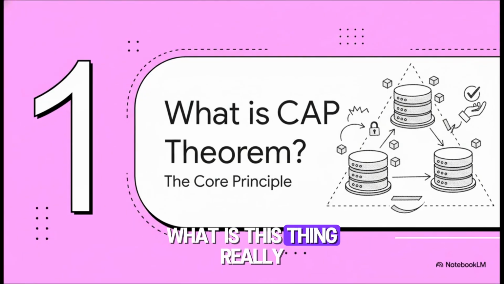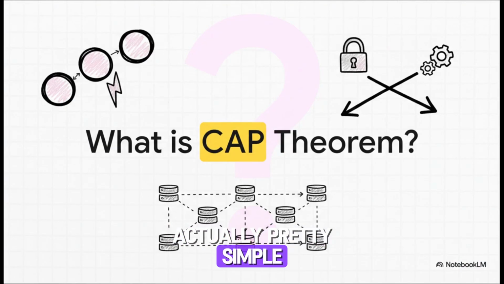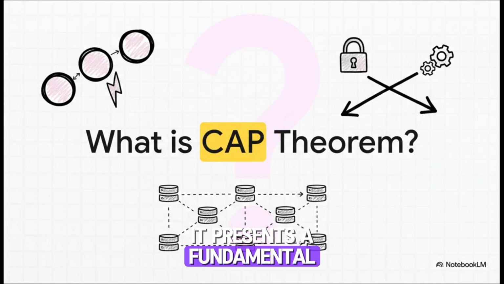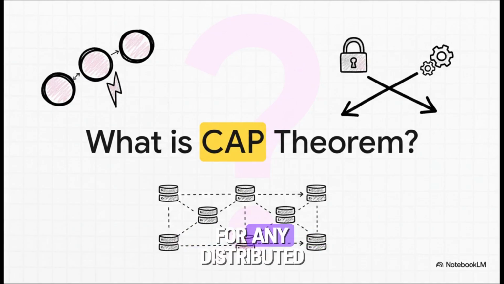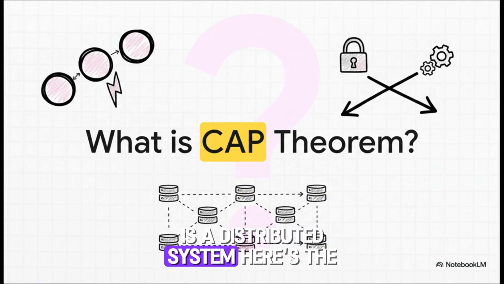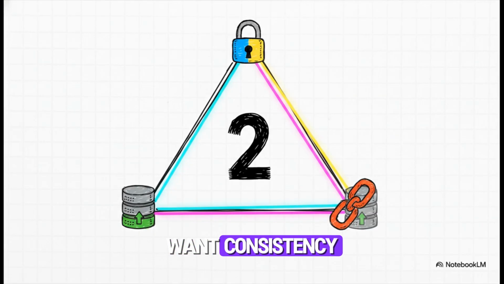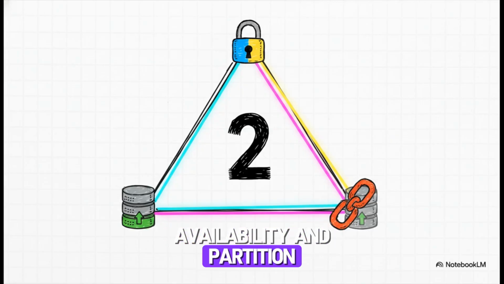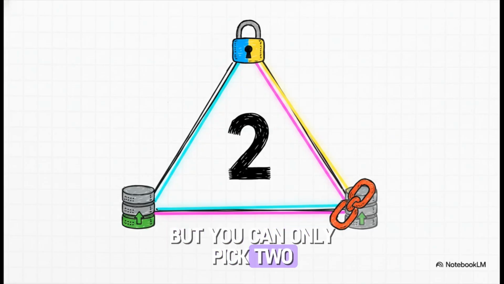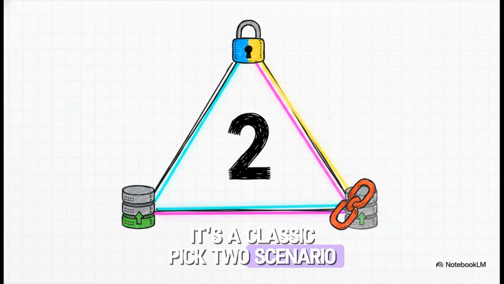What is this thing, really? At its heart, the theorem is actually pretty simple. It presents a fundamental choice that you have to make for any distributed system. And let's be real, almost every system you'll design today is a distributed system. Here's the deal. It says you have three things you want: consistency, availability, and partition tolerance. But you can only pick two. You can't have all three at the same time. It's a classic pick two scenario.